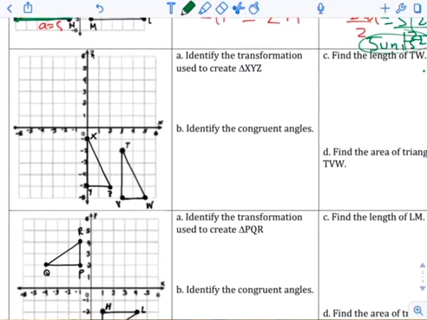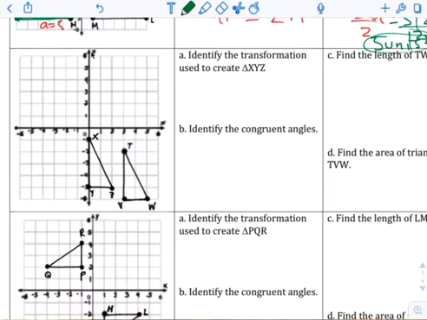Identify the transformation that occurred from here to here. You went left 1 and up 1. So that sliding is the translation. Translate 3 left and 1 up.